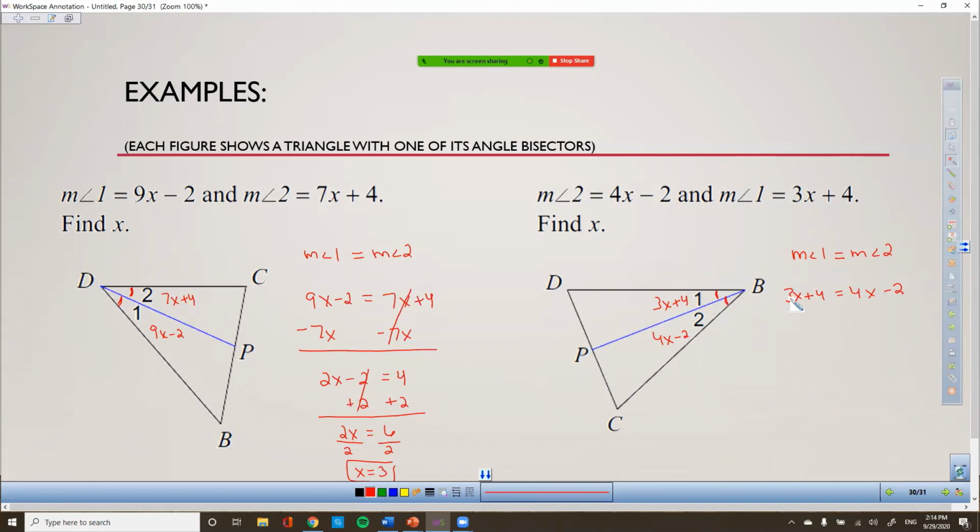Letters with letters first. The best one to move is the 3x to the opposite side. So opposite sign. Minus 3x, minus 3x. This goes away, and 4 equals x minus 2. And now to have numbers with numbers, move the negative 2 to the opposite side. So opposite side, plus 2, plus 2. This goes away, and I'm left with 6 equals x. Since my x is completely by itself, I found my answer, that x equals 6. So again, it's a lot easier when it's the angle bisector because I automatically know that these two angles are equal to each other since it cuts the angle right in half. And that's how we're able to solve for x.